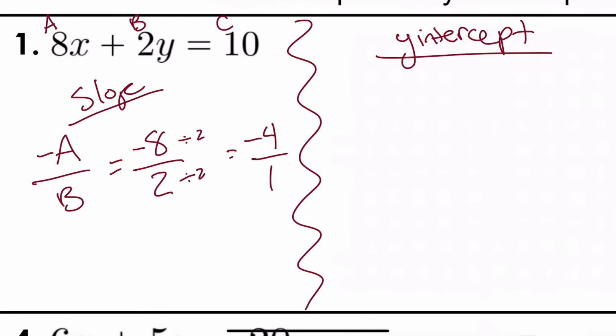So that is just the smaller version. Remember, reducing is just making it smaller. Negative 4 over 1 is going to be the smallest version of my slope. So that's what I'm going to use. All right, cool. So now we have the y-intercept.